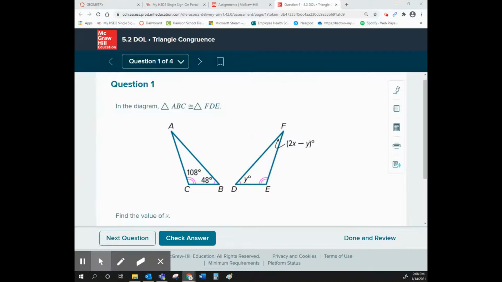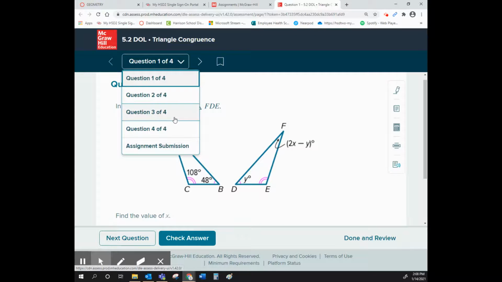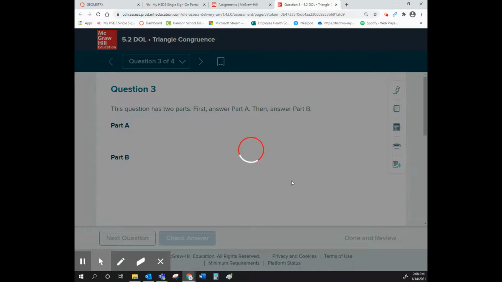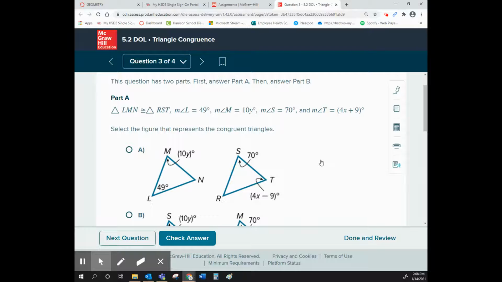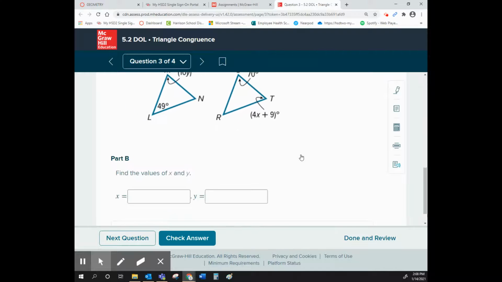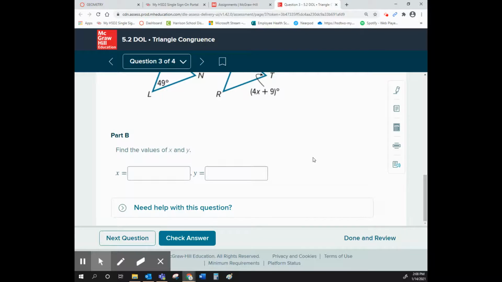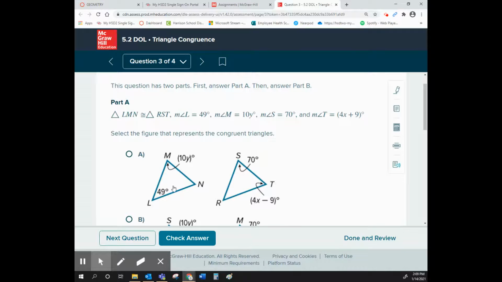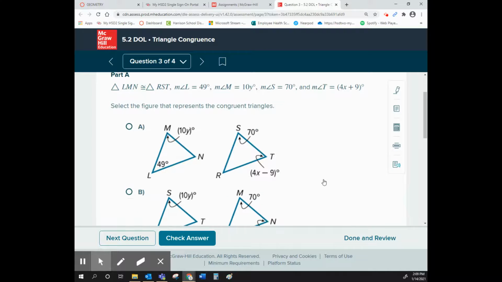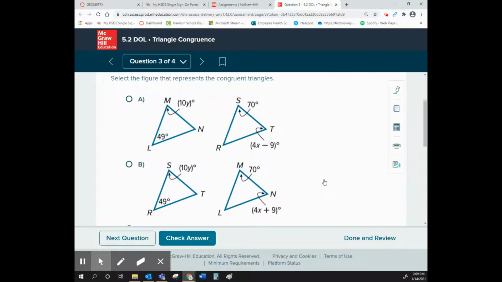Okay, the next problem you said that you wanted to look at was question 3, part B. 3A you already got. Question 3B says find the values of x and y. Well, in order to do that, you have to get the correct answer from part A. Once you do it, again, I'm not saying it is correct. I haven't even read what the prompt is, but it is important to take parts that are corresponding and set them equal to each other.